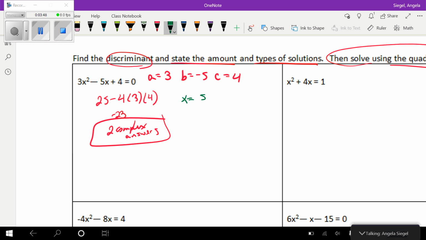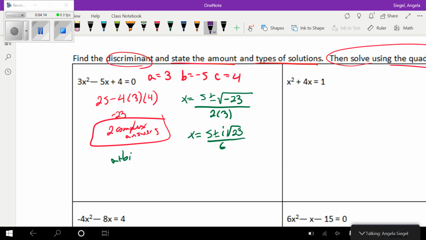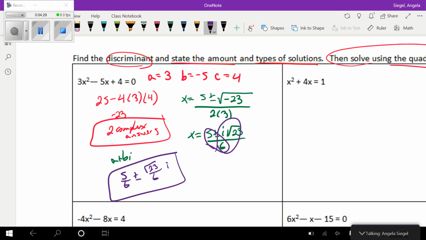x equals negative b plus or minus the square root of b squared minus 4ac. So I've already found that, so I'm just going to go ahead and put negative 23 in here, and then all over 2 times 3. So I have 5 plus or minus i square root of 23 over 6. Now, it needs to be in the a plus bi form, so I'm going to have to separate this. So 5/6 plus or minus, and then I'm going to separate this as bi. So like square root of 23 over 6 i, and pull that i out. So that's my first problem.